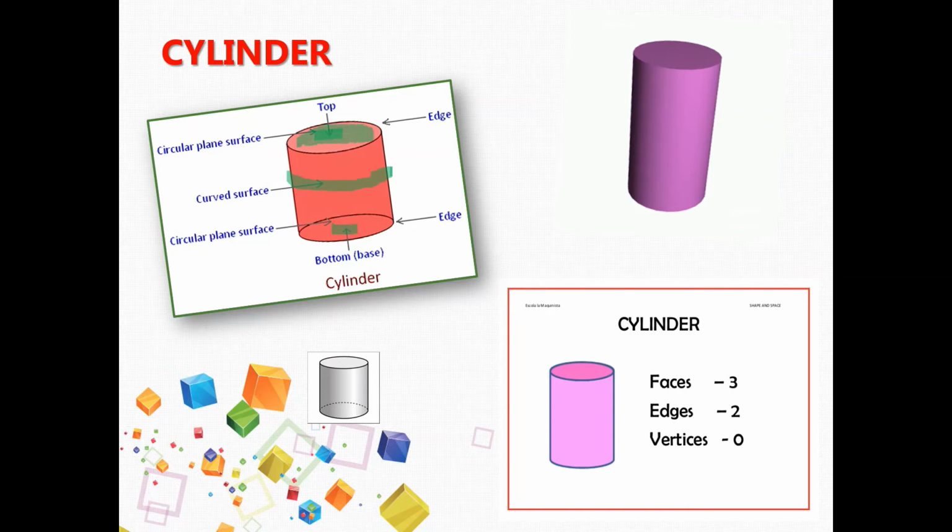So now we can clearly see, let's count the faces. The one face at the top, and there's one face here which is a curved surface, and one face at the bottom. So children, how many faces are there in a cylinder? Correct, there are three faces.